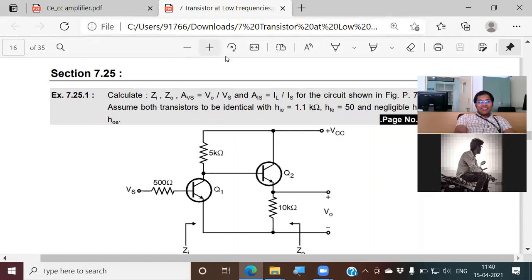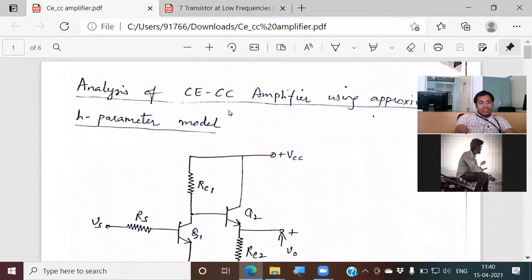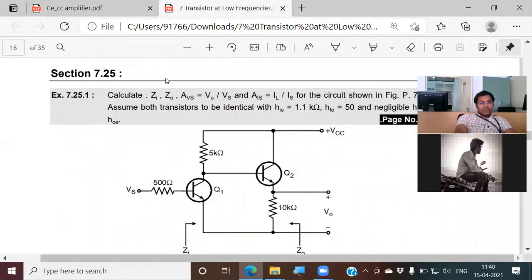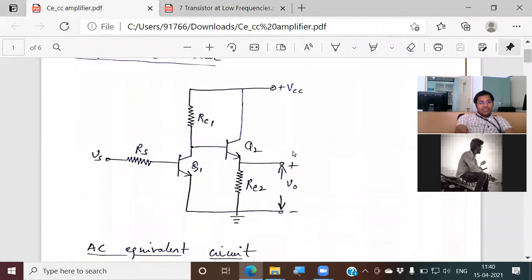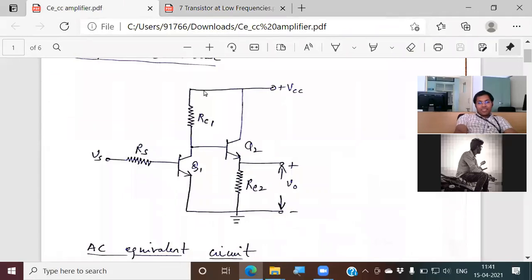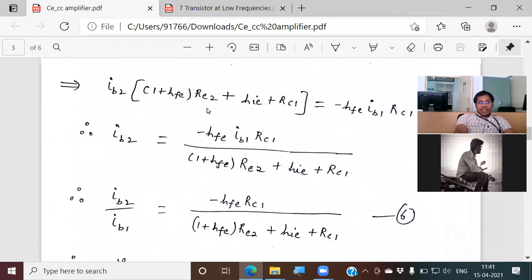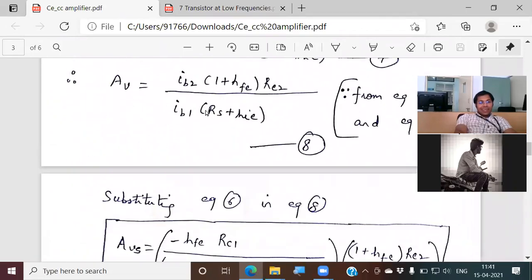Let us quickly see the derivation for this circuit. I hope you remember the same structure we started analyzing. So whatever we get, I can directly use as a formula for this. That is how we did for voltage gain, AVS, the overall voltage gain. Let us do it for current gain. Now coming to current gain.